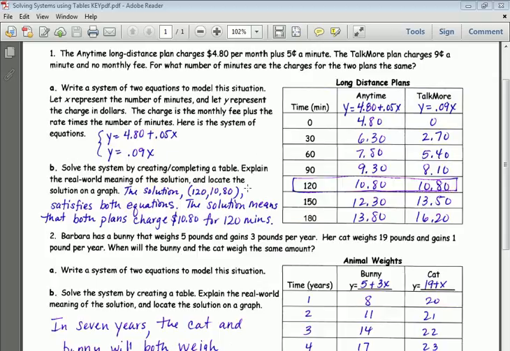So the solution to this, where would the two plans be the same, which is what the question asks, the solution is right here, where they're the same. It's the point (120, 10.8). And that satisfies both of the equations. This solution means that both plans charge $10.80 for 120 minutes of long distance.